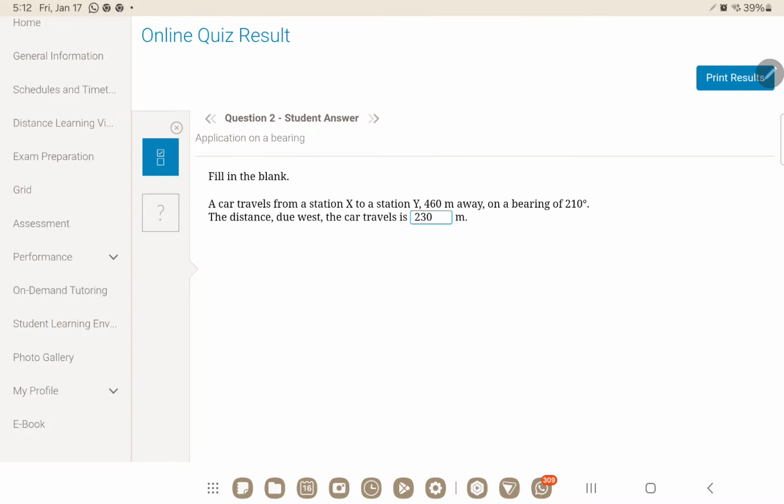So for the second one, it's telling us a car travels from station X to station Y. So we have station X. You're traveling from station X to station Y. Don't forget, it's always going to go from the north. You're always going to start, so we draw the north always. So starting at station X, it's going to go 460 meters away to station Y on a bearing of 210. Now, I'm just gonna continue the coordinate plane to make it easier for myself to explain. This is point X, on a bearing of 210.